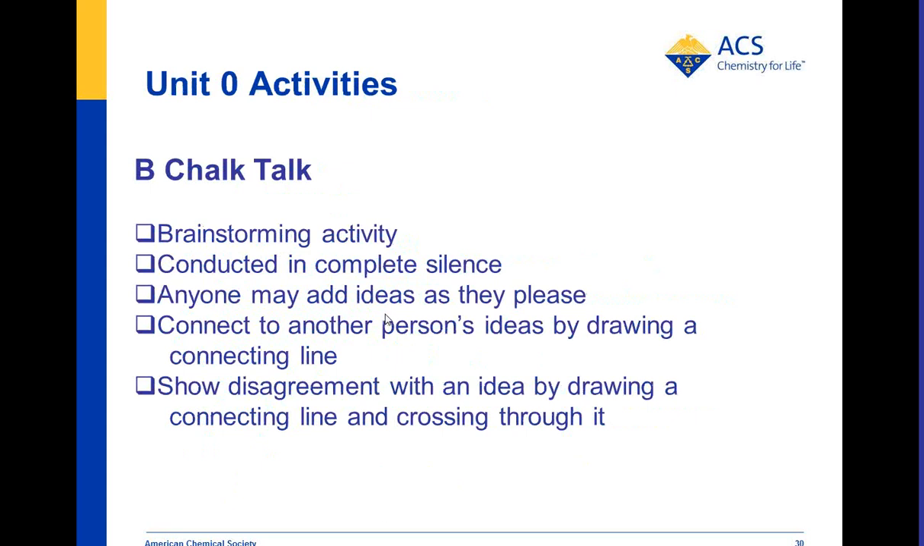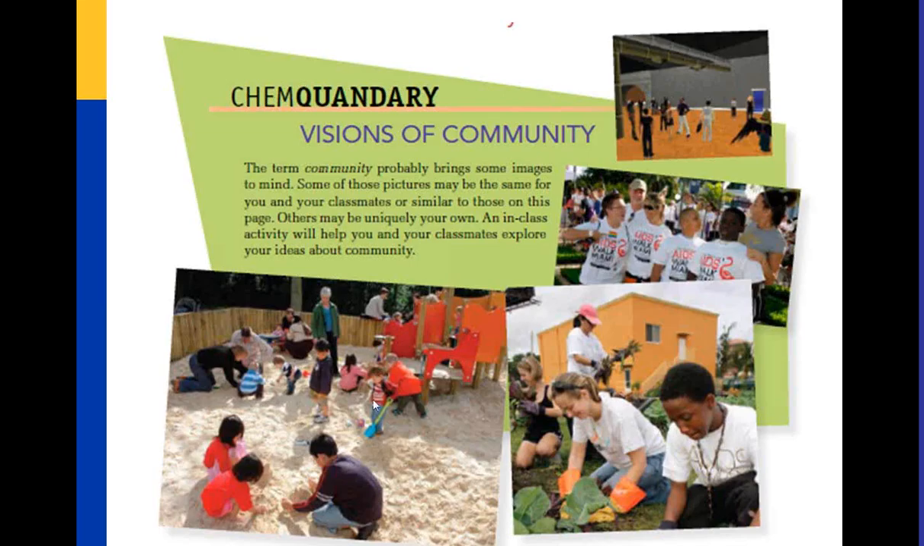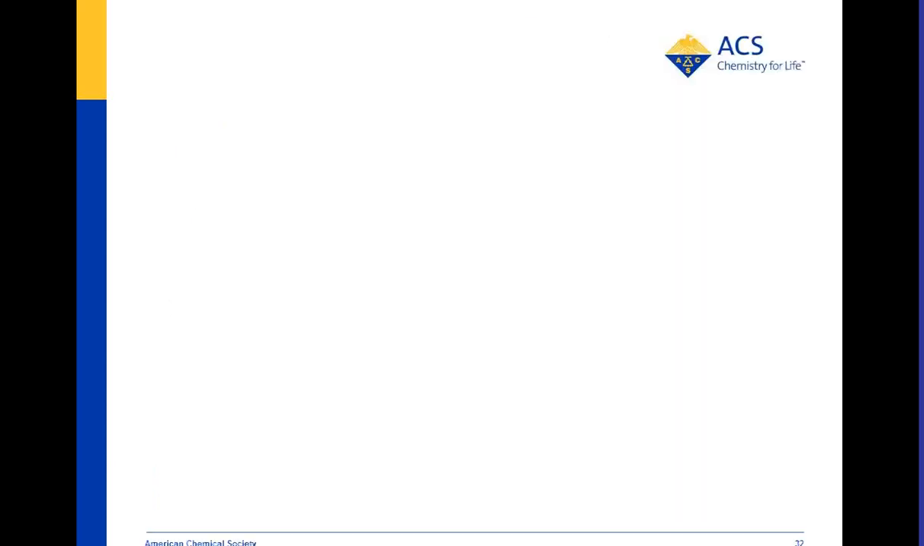One of the activities that they're going to do is a talk where they're not allowed to talk, but they go ahead and they write things, and you guide them with a question like, what is community, or how does your community affect the way you learn, or different things like that, and then the students brainstorm and they actually respond to each other, but they can't talk. So like here is the chemquandary, so here is community. So they think about what are different types of communities, and how do different types of communities affect you as well.